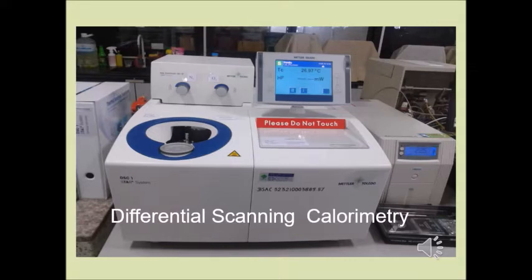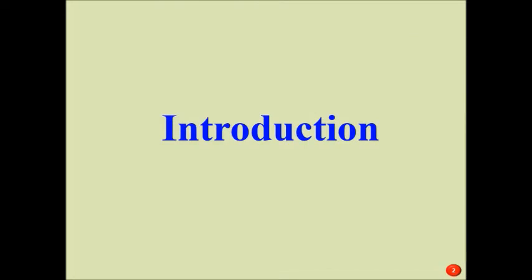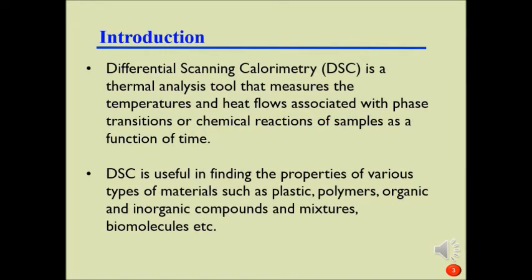This video is a demonstration of an experiment to study thermal properties of materials using differential scanning calorimetry technique. Differential scanning calorimetry, DSC, is a frequently used technique in thermal analysis. It is used to study materials by measuring temperatures and heat flows associated with phase transitions or chemical reactions as a function of time. DSC is useful in finding the properties of various types of materials such as plastic, polymers, organic and inorganic compounds and mixtures, biomolecules, etc.